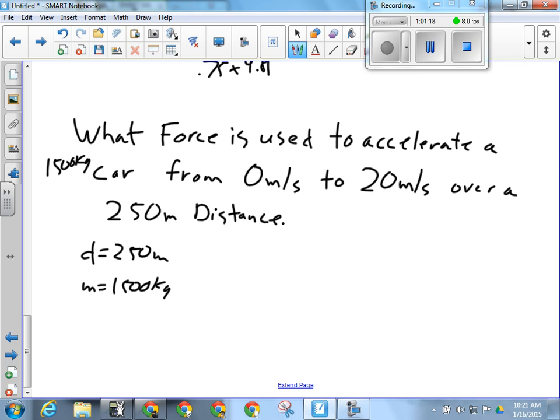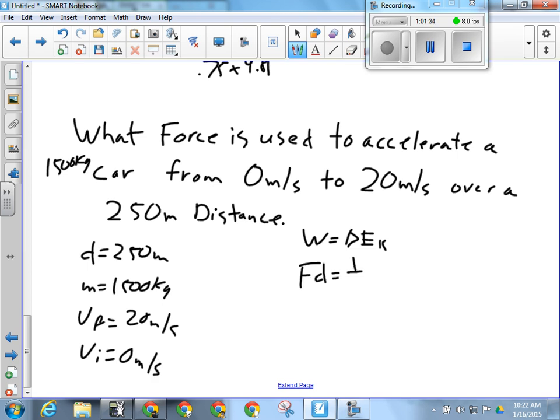So we're looking for the force here. Work is a change in kinetic energy. Sorry, we knew something else: VF and VI, 20 and 0. So force times distance equals 1/2 MVF squared minus 1/2 MVI squared. But since VI is 0, that's 0, so I'm left with that. If it wasn't 0, would it be all that big a deal? No, I would just add it over to this side and then do the rest. So it's not that big a deal.